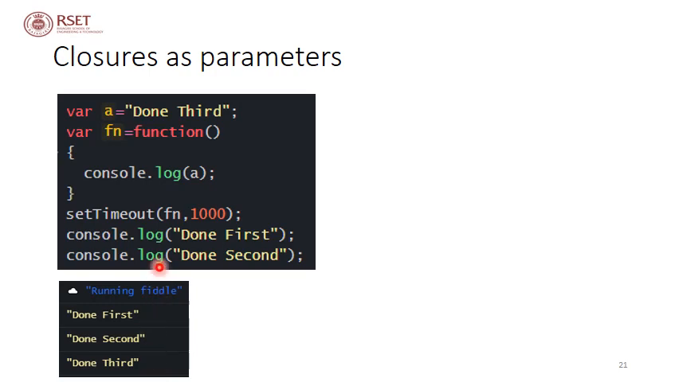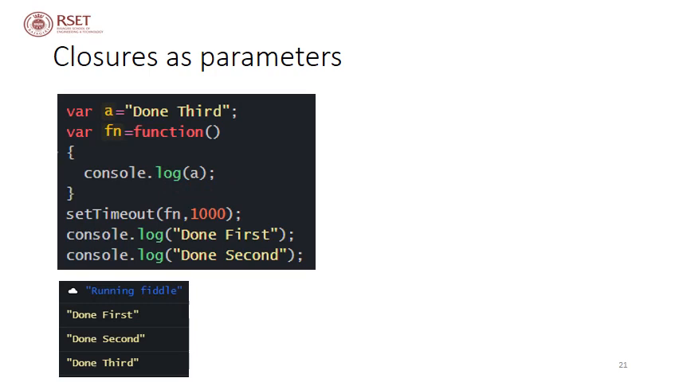Here it is not obvious what happens when this function fn is actually a closure. It is passed as a parameter to setTimeout, but it's not obvious what is so special about it. Here the most recent value of a is taken, that is the done third value, and it is getting printed.